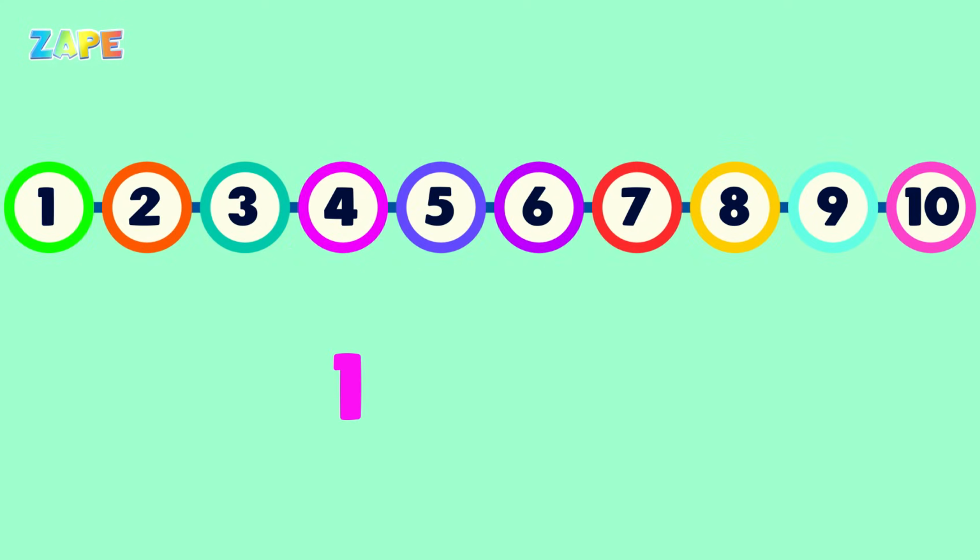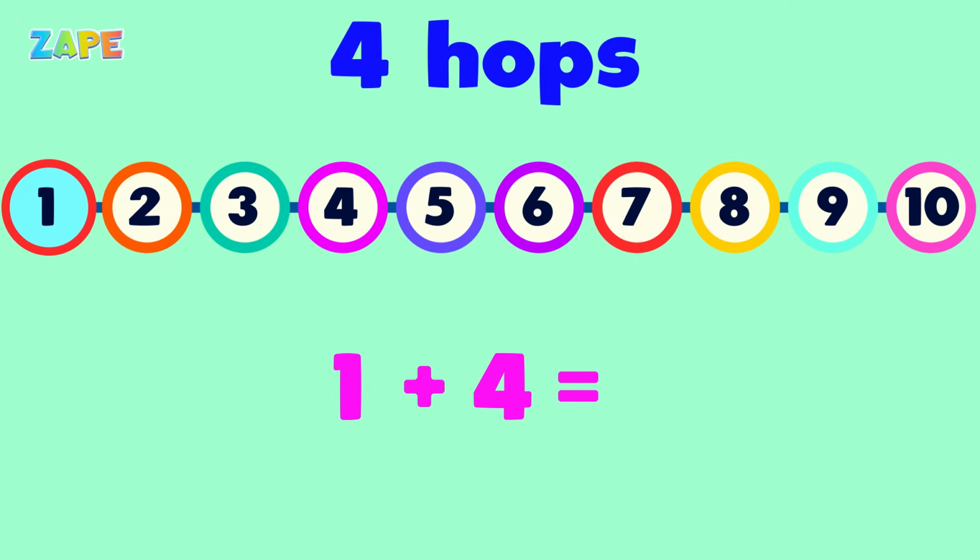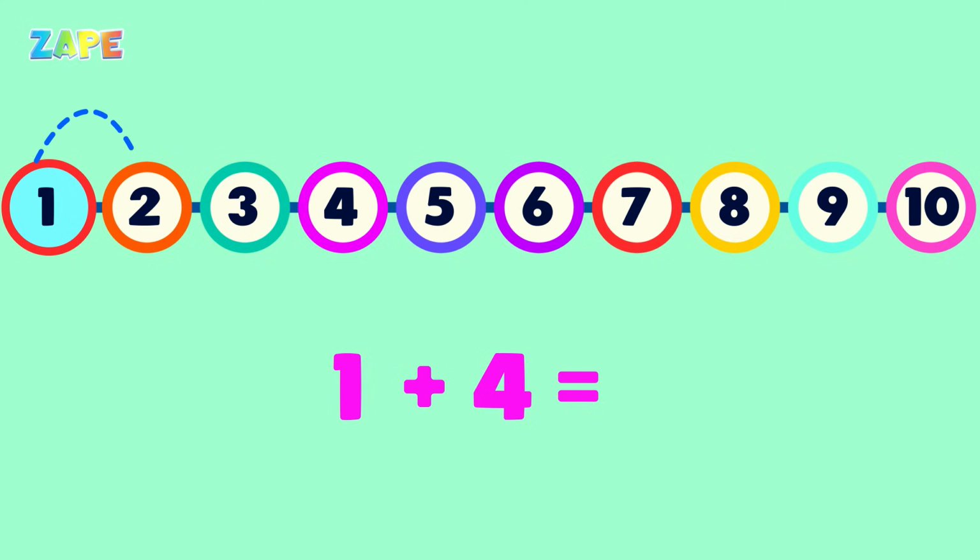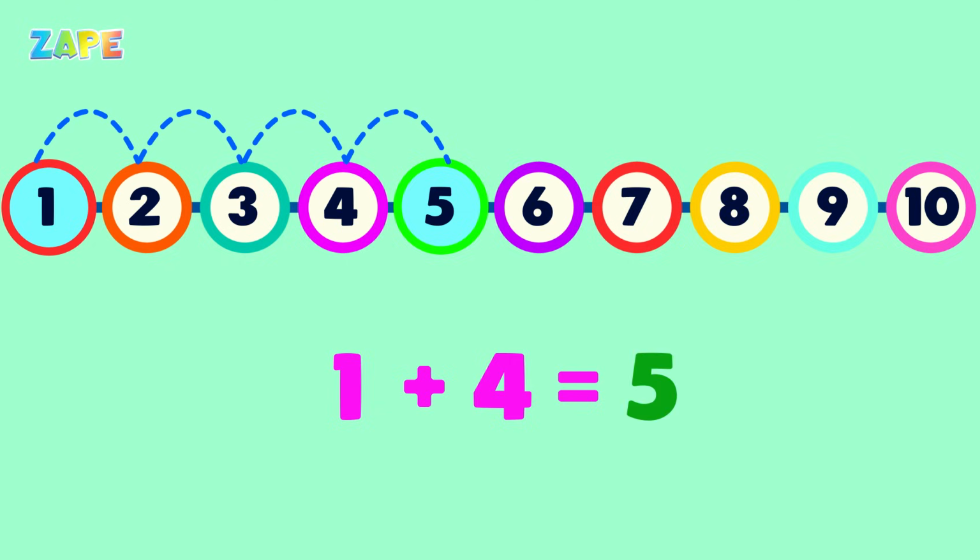We want to solve 1 plus 4. So we start at number 1 on the number line. Now, let's make 4 hops. Count with me. 1, 2, 3, 4. We land on number 5. That means 1 plus 4 equals 5.